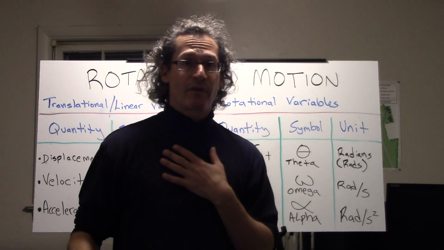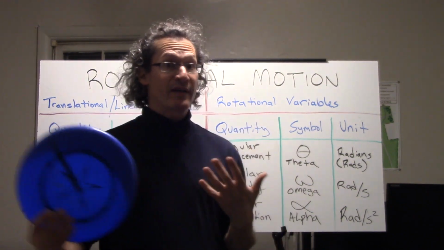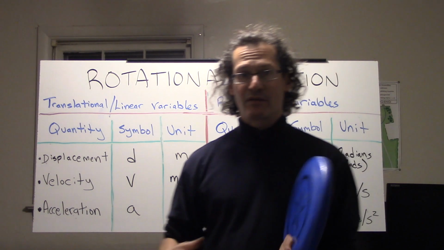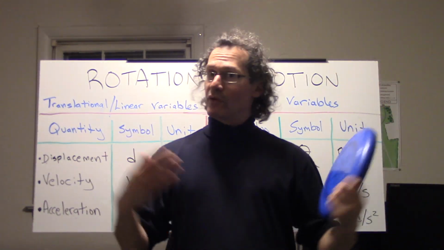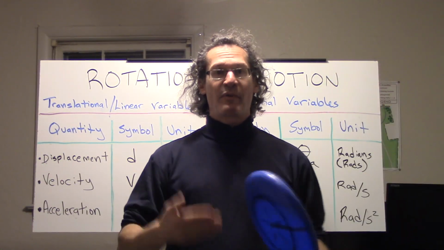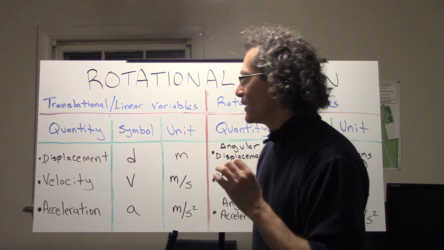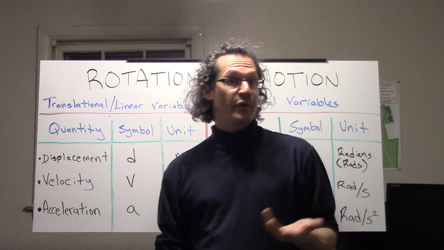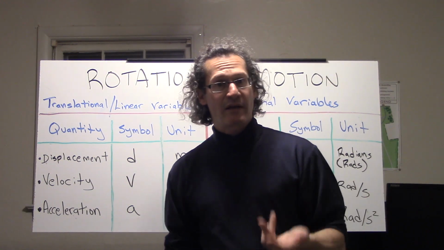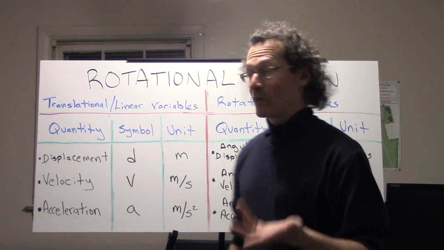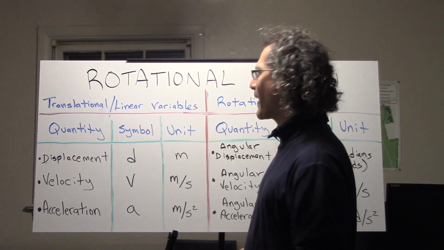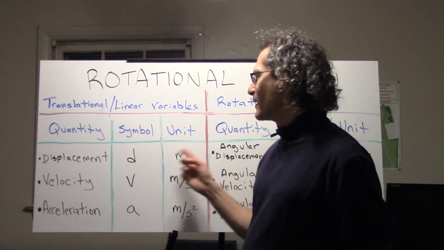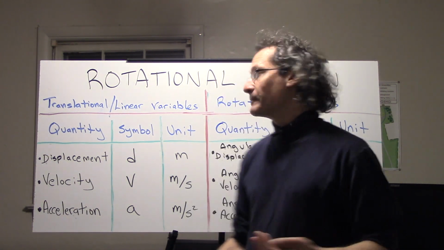I'm going to start with describing some quantities we're familiar with in the linear translational format and then translating them into their angular rotational counterparts. By now you've done some reading from the text, but I'm going to describe things in a more colloquial, easier way to understand, just so we get the concepts down of what these things really are. The quantity of displacement, symbol d, unit m for meters, okay?